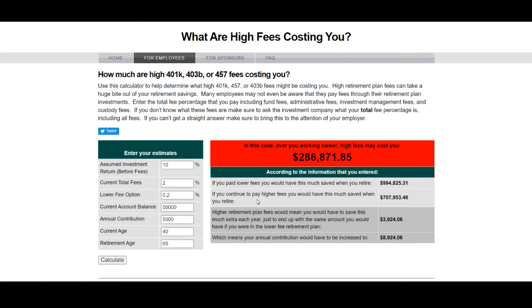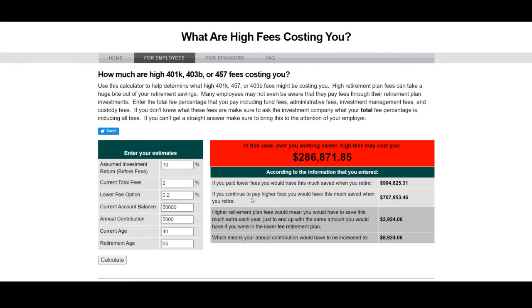These numbers are astronomical. It's something that you absolutely have to pay attention to. Go look at what you're putting your money in. Look at the fees. Compare the fees to other funds. I'm not telling you you have to get out of a high fee fund. I'm telling you you need to understand what you're investing in.